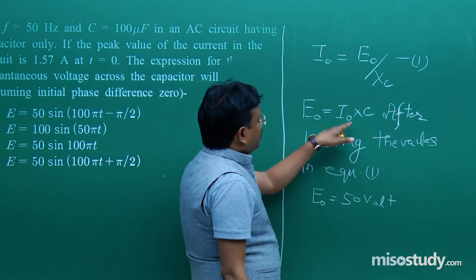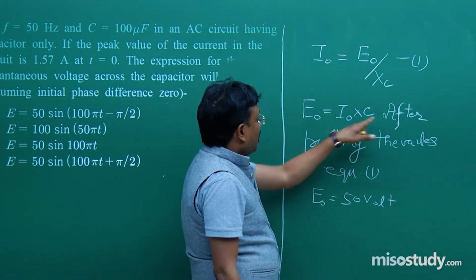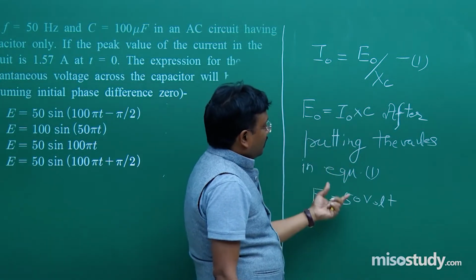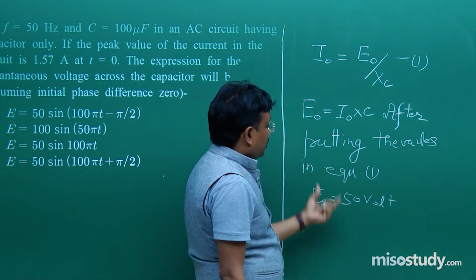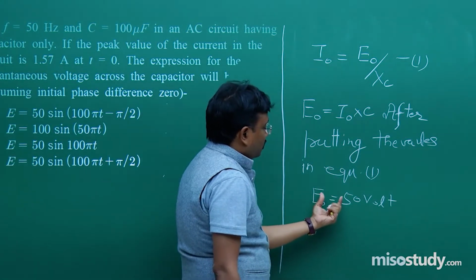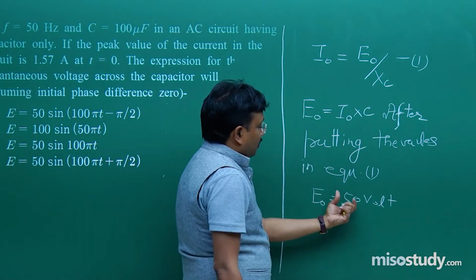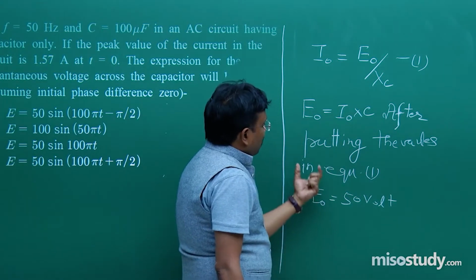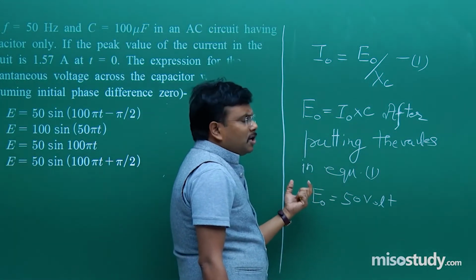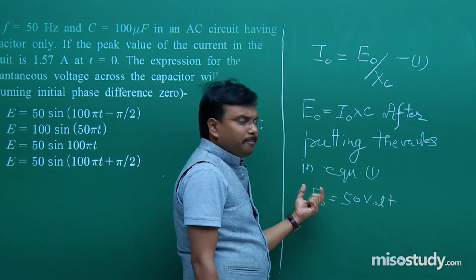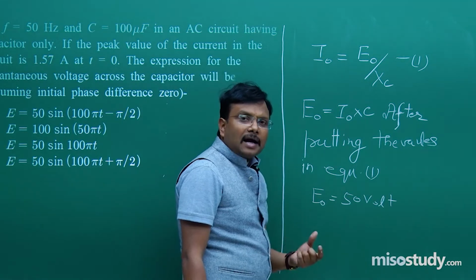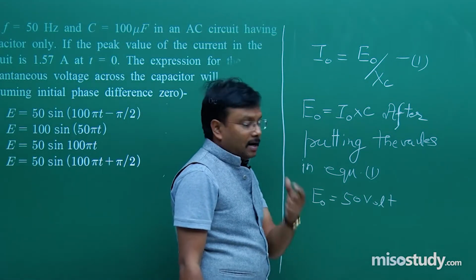Okay, so E is equal to E naught into C, basic formula. After putting the values of these terms in equation 1, you will get E naught is equal to 50 volt, which is the value of this EMF. Fine. So this way you can say this question is not a difficult one, it is a basic question, and it just required your fundamental understanding. Fine.